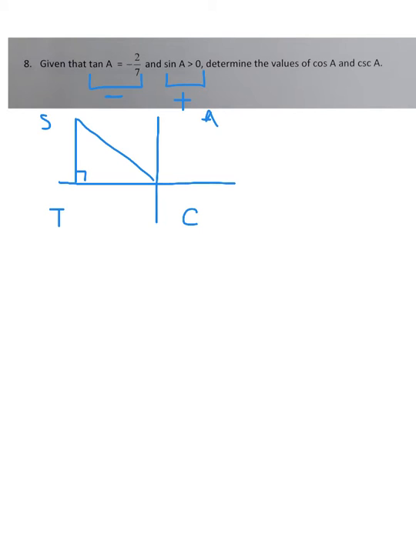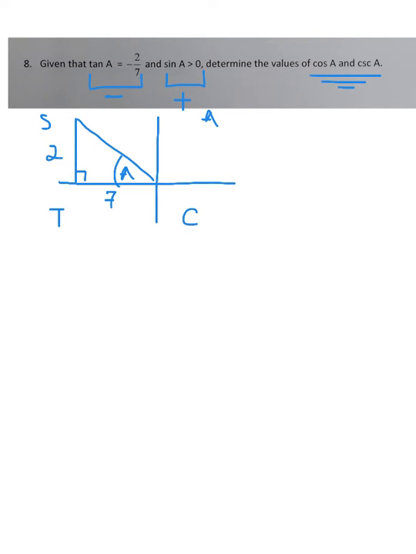Okay, so they say that the tangent is negative 2 over 7. So I know that angle, that angle A will be right here. And then I know that I'm looking at tangent, which is the opposite over the adjacent. So opposite is going to be 2, and the adjacent is going to be 7. So 2 here and 7 here. Okay, so then it's also asking us to determine cosine and cosecant.